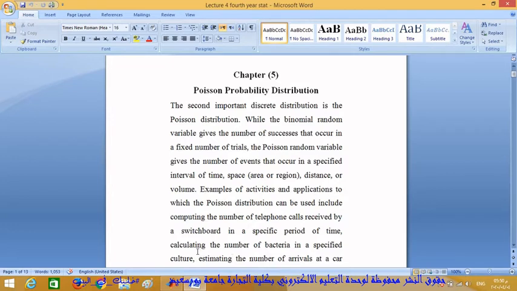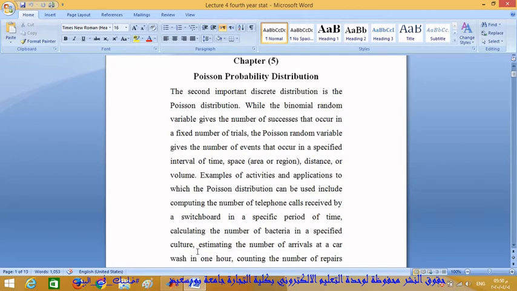Estimating the number of arrivals at a car wash in 1 hour, the number of arrivals at a car wash.